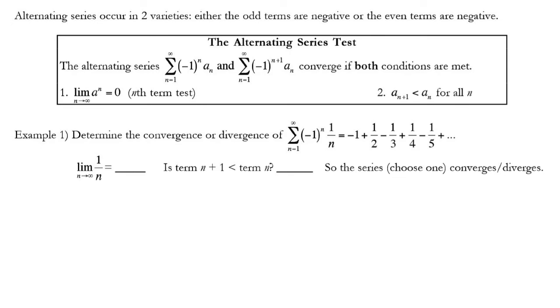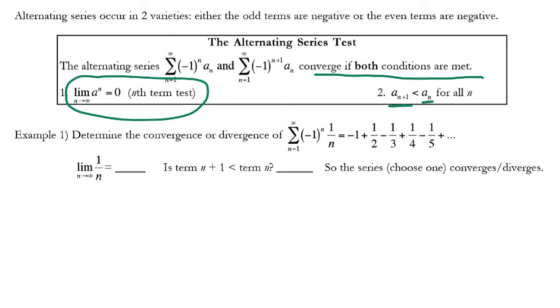Okay, we are almost finished looking at some of these tests. Again, there are more tests, but I just picked the ones that you see quite a bit more of. One of them would be the alternating series test. Notice that with the alternating series test, you have to make sure both conditions are met: the nth term goes to 0, and the values are decreasing for all n values.